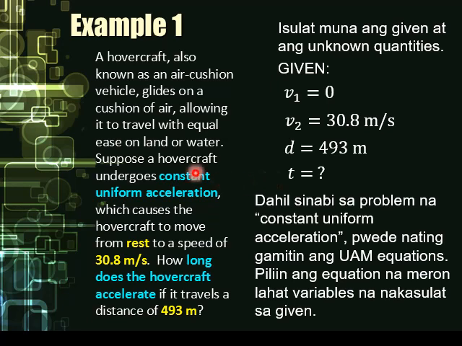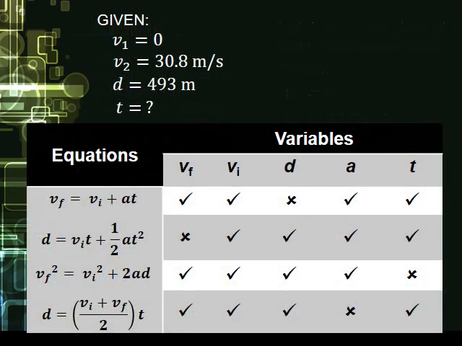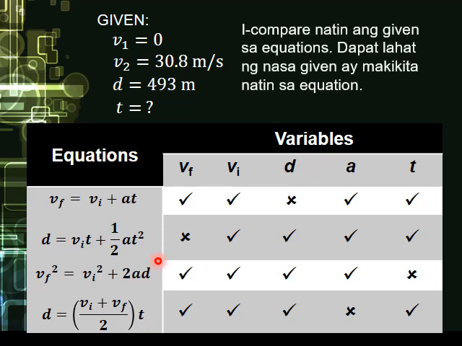Okay, so ngayon, sinabi sa problem na constant uniform acceleration. So, since sinabi sa problem na constant uniform acceleration, ibig sabihin, pwede tayong gumamit ng UAM equations. So, pipili lang tayo ng variable na meron lahat ng values na nakasulat sa given. Okay, so ito na yung mga equations natin kanina, no? So, ang given natin is V sub 1, V sub 2, D, at saka T. Okay, so hahanapin natin ngayon dito. Nasaan dito sa mga equations na to yun? Okay, so i-compare natin ang given sa equation. So, dapat lahat ng nasa given ay makikita natin sa equation natin.